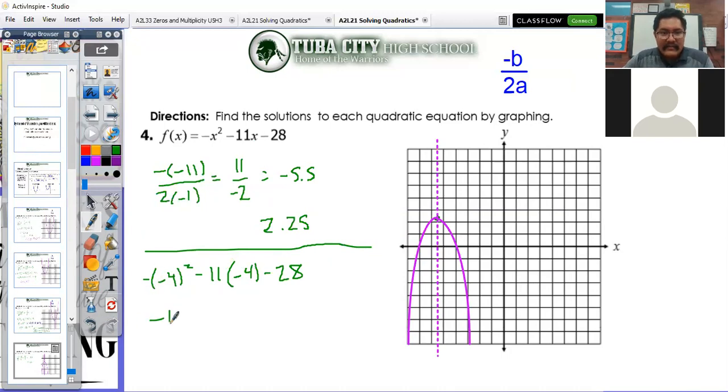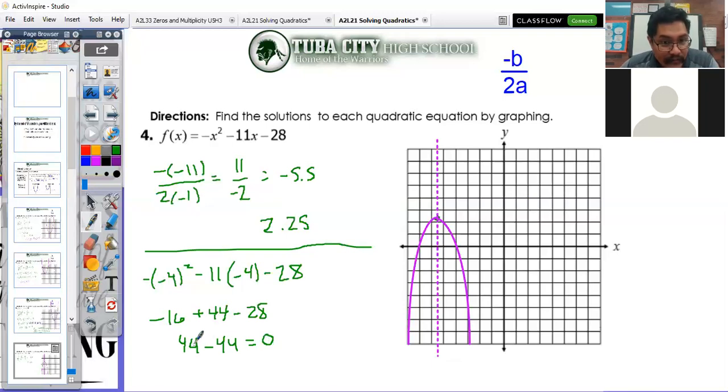All right, so let's go ahead and evaluate this here. So I get -16 plus 44 minus 28. If I put my 2 negatives together, 16 and 28, I get -44. So this is 44 minus 44, which is 0.